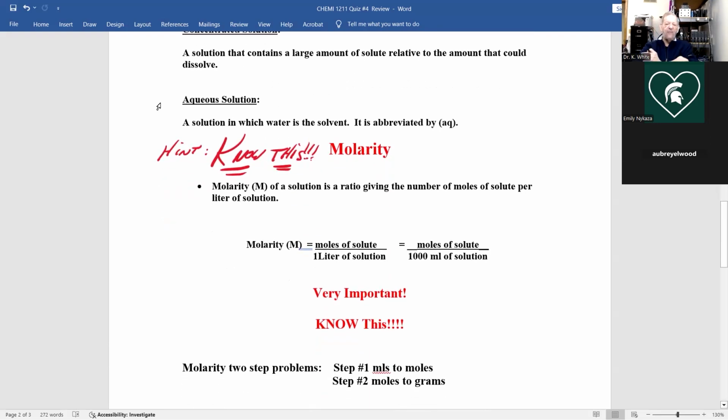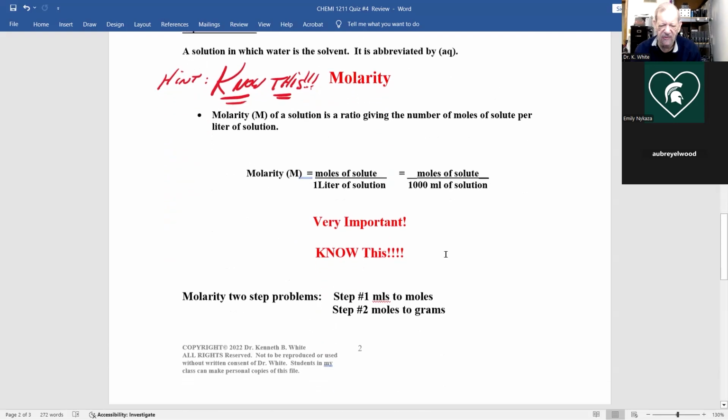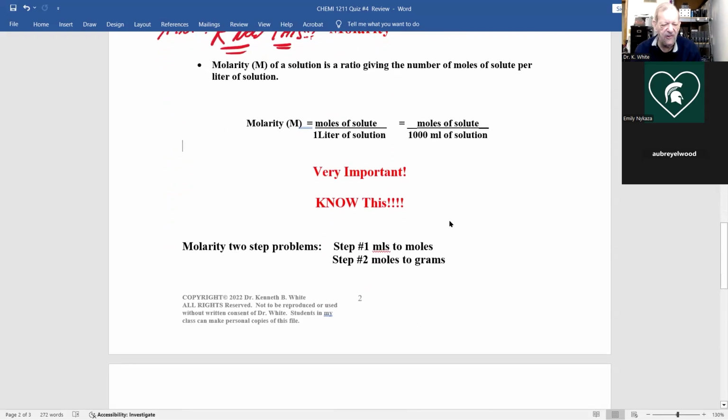And you should know molarity, which is designated by a capital M, is the ratio of moles of solute per 1 liter of solution. However, 1 liter of a solution equals 1,000 milliliters. In the lab, we use this one. Molarity is moles of solute per 1,000 milliliters of solution.